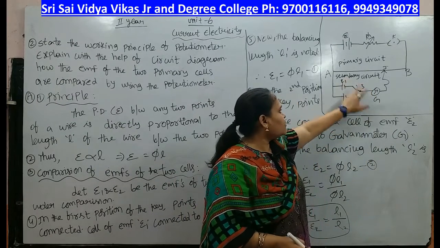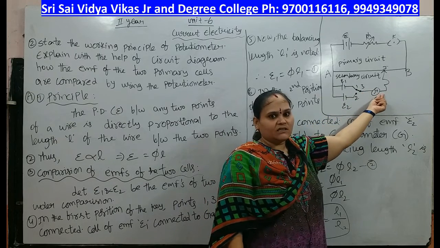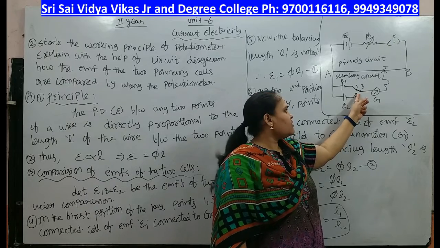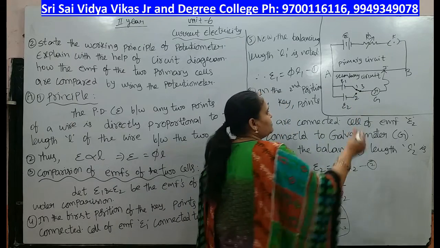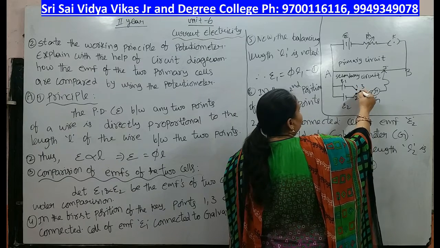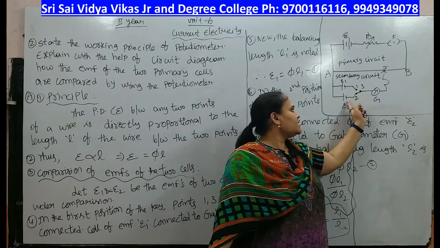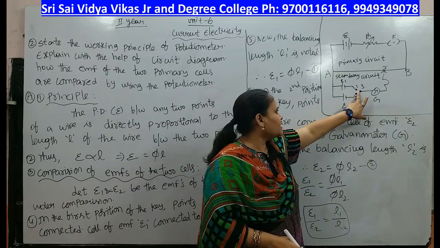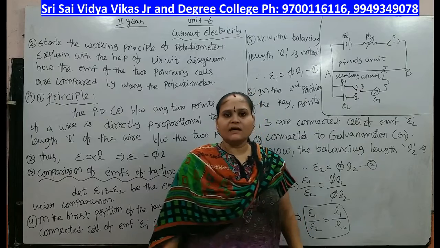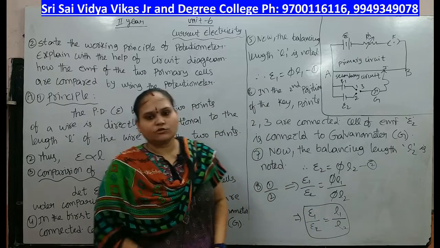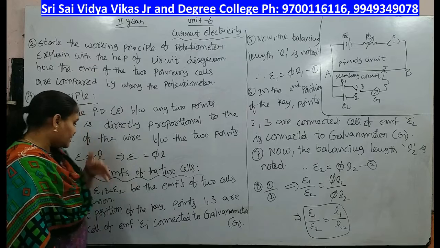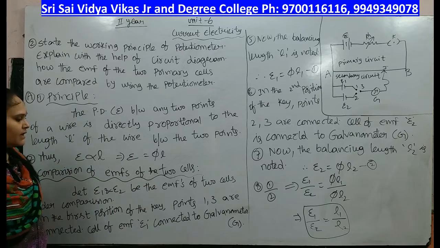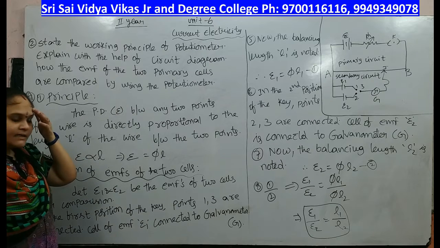Then the EMF epsilon 1 will be connected to the galvanometer G. And 2 is in switch off mode, while this one is in switch on mode. For example, we connect the 2 and 3 terminals. That means epsilon 2 will be connected to the galvanometer. This is the process. For this purpose, we compare the EMFs epsilon 1 and epsilon 2. Let epsilon 1 and epsilon 2 be the EMFs of the two cells under comparison.